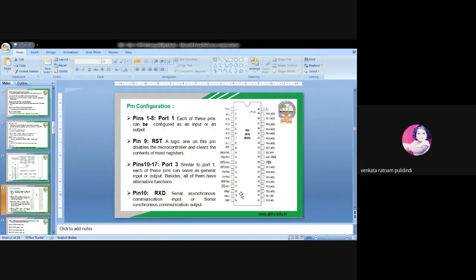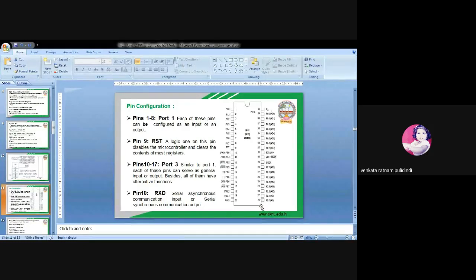Now the 20th pin is used for connecting the power supply line, particularly the ground line, and the 40th pin is used for connecting VCC or plus volts. In between pins 40 and 20, we connect the power supply lines. Line 20 is connected to ground and the 40th line is connected to plus, that is VCC.